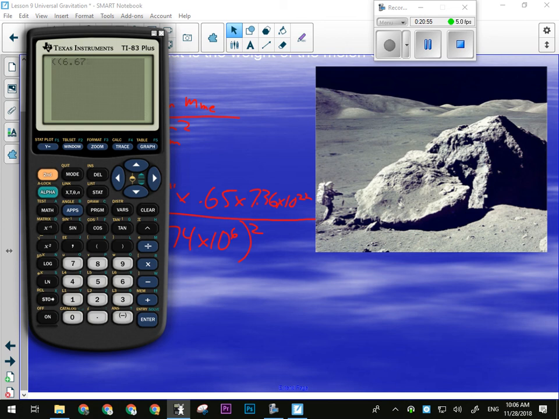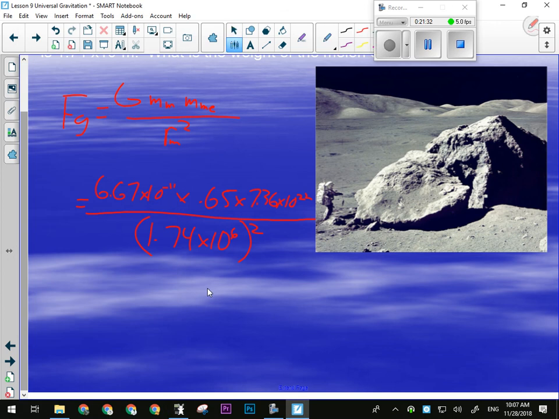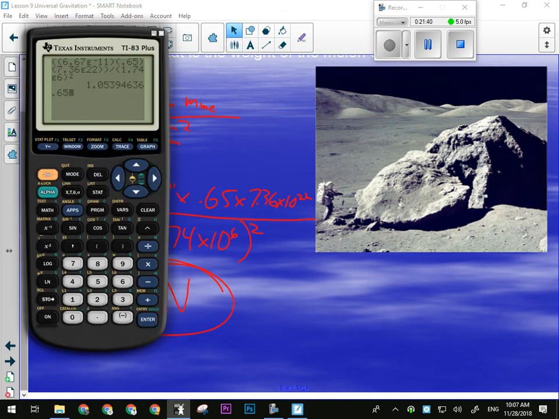So we got 6.67 E negative 11, times 0.65, times 7.36 E22, divided by 1.74, and so on. So it weighs 1.1 newtons on the moon, compared to what it would weigh on Earth, which would be almost 6.5 newtons. So the acceleration due to gravity on the moon is about 1/6 of what it is here on Earth.